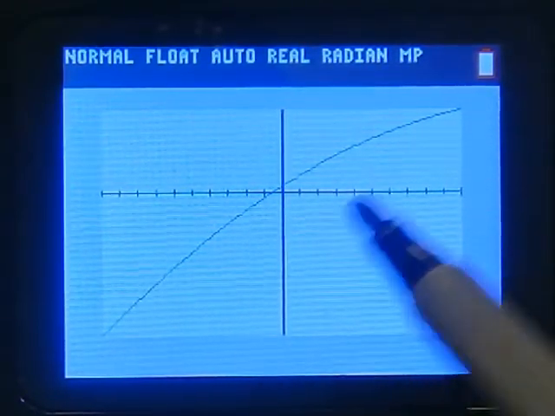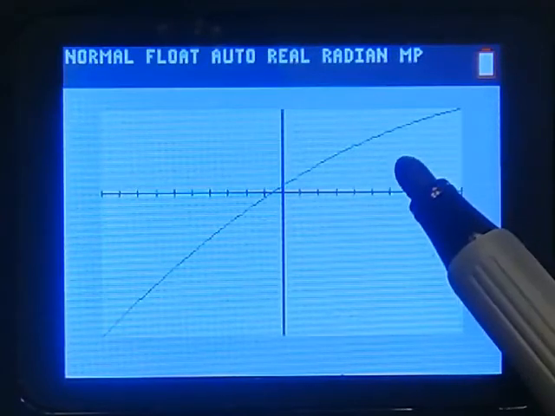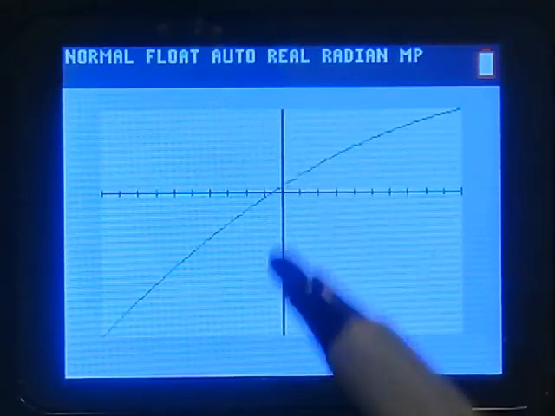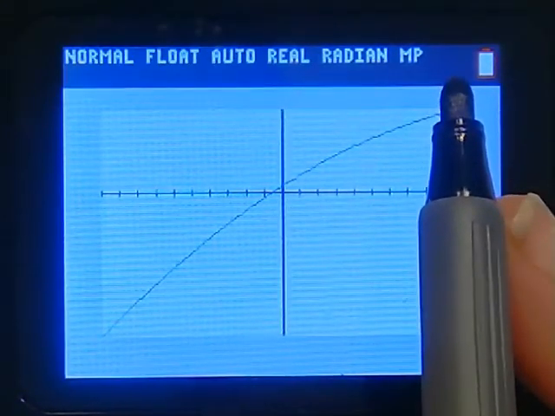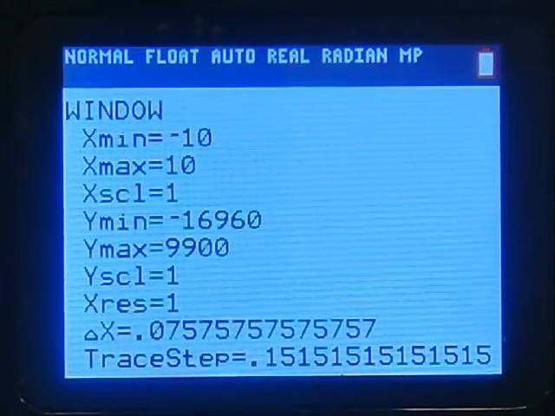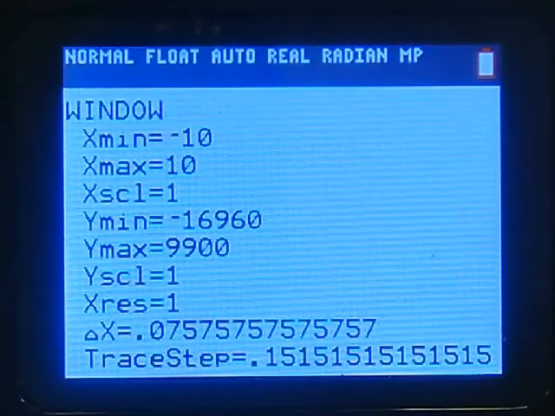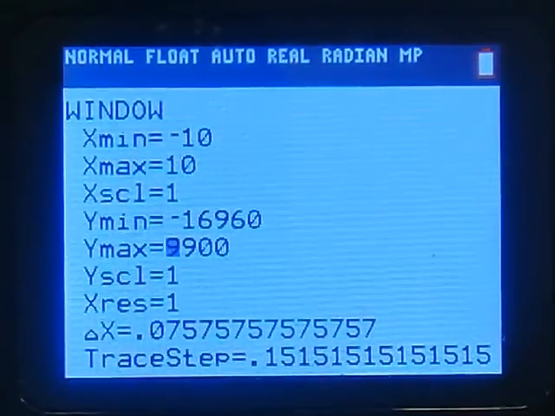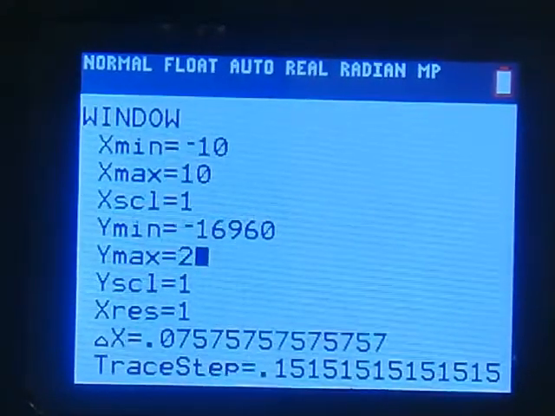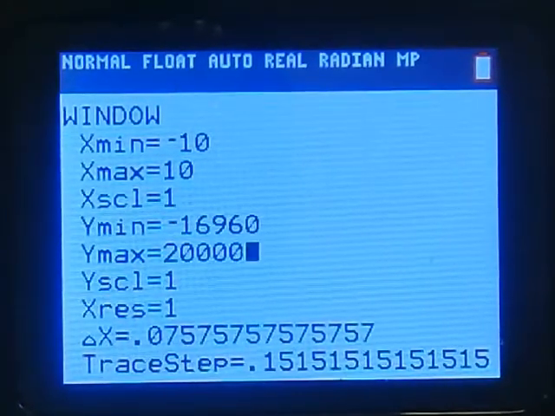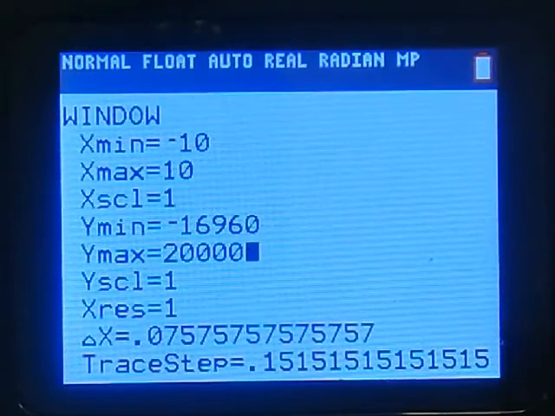Well, I can't see the top of this graph here. And also, I can't see a scale at all on this side. So I'm going to need to go up some more. So I'm going to hit Window. And I know I have to go up on Y max. I'm going to have to go much higher than 9900. I'm going to go up to, let's say, 20,000. I've got to go up higher. And let's see if we can see the top of it.